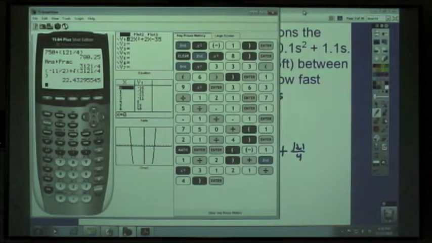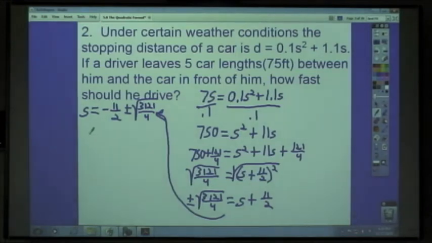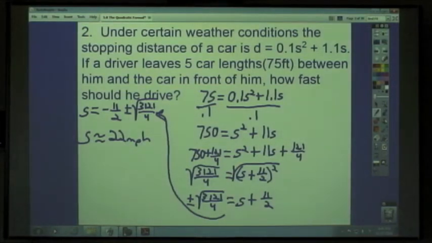So your approximate miles per hour should be 22.43, or approximately 22 miles per hour is probably what you would answer to somebody if they asked you how fast you should drive. You don't want to drive any faster than that. You want to drive 22 miles an hour, or probably slower. Obviously, if it's taking you that long to stop in 75 feet under these weather conditions, that means these weather conditions are pretty bad.